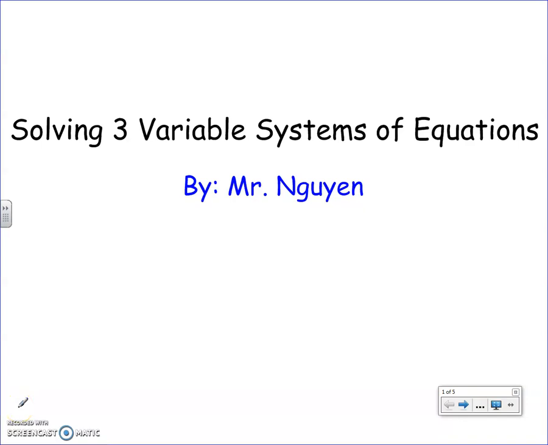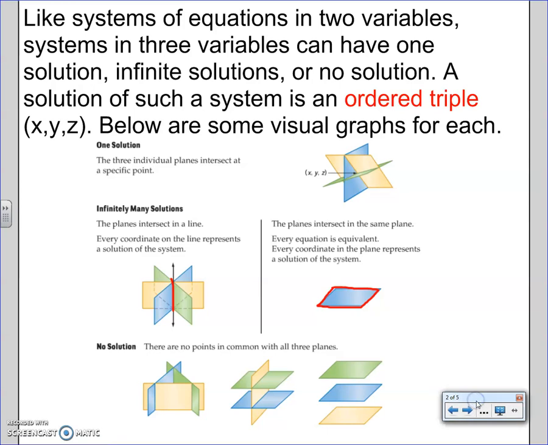Hello, this is Mr. Wynn, and today is solving three variable systems of equations. Like a system of equations in two variables, a system of equations in three variables can have one solution, infinite solutions, or no solution. The solution to a triple system is an ordered triple instead of an ordered pair: x, y, z in that order. Below are some pictures for each type.